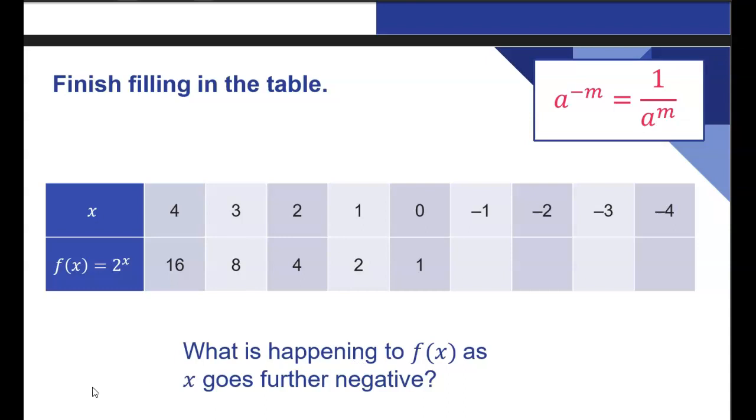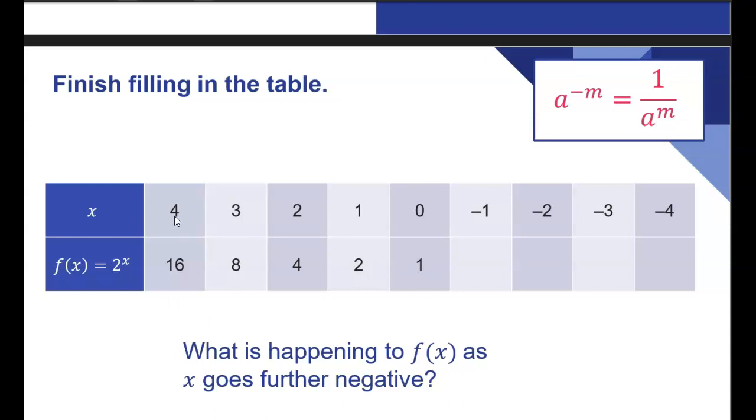So let's take a look at the table for this function we just looked at, 2 to the x. We know that 2 to the 4th is 16. We can put that in our calculator: 2, 4, 6, 8, 16. So 2 to the 4th is 16, then 2 to the 3rd is 8. 2 squared is 4, yep, we know that. 2 to the 1st is 2, and we've already stated that anything to the 0 is 1.